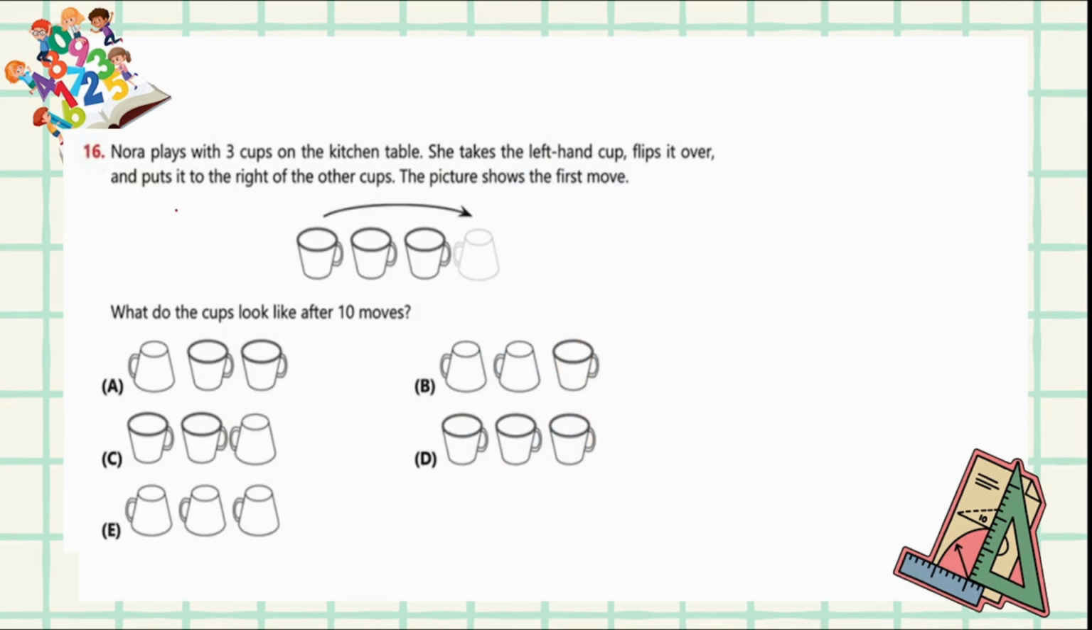Question number 16. Nora plays with 3 cups on the kitchen table. She takes the left-hand cup, flips it over, and puts it to the right of the other cups. The picture shows the first move. What do the cups look like after 10 moves?